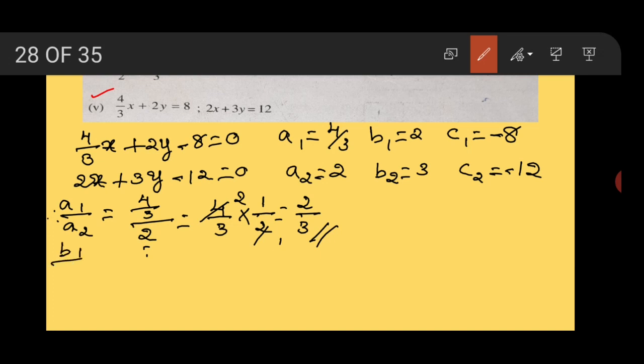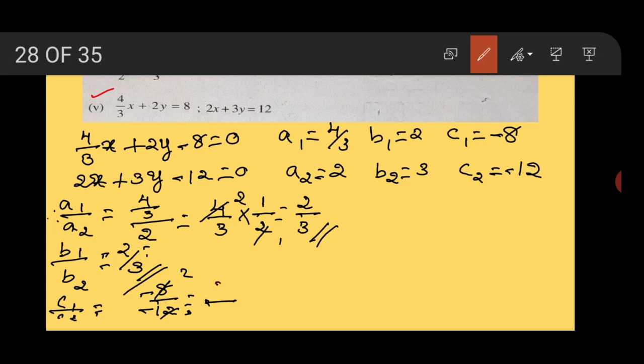Next, b1 by b2 is equal to 2 divided by 3. We can't simplify further. Then c1 divided by c2: c1 by c2 is equal to minus 8 divided by minus 12. Minus into minus becomes a plus. 8 is divisible by 4. 4 ones are 4, 4 twos are 8, 4 threes are 12, so it is 2 divided by 3. Again it is also 2 divided by 3, which means what?